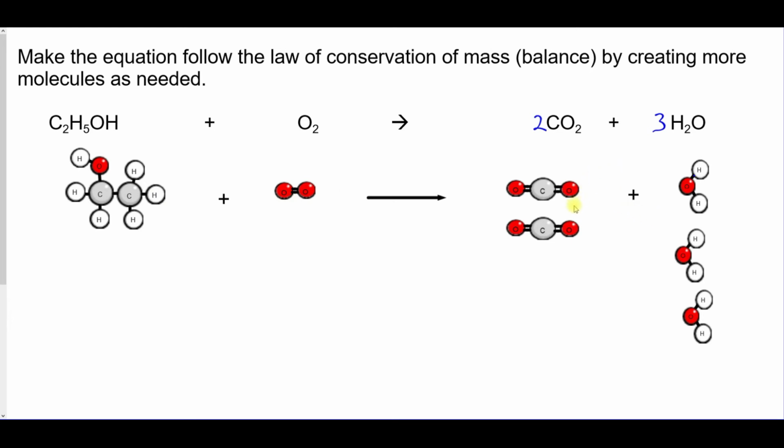Let's take a look at the oxygens. I have 3 oxygens on my reactant side, 7 on my product side. I really don't want to put more of the ethanol molecules if I don't have to. So the first thing I'm going to do is try to balance it with my oxygen. 2, 4, 6, 7. All right, so now I need to adjust my coefficient.